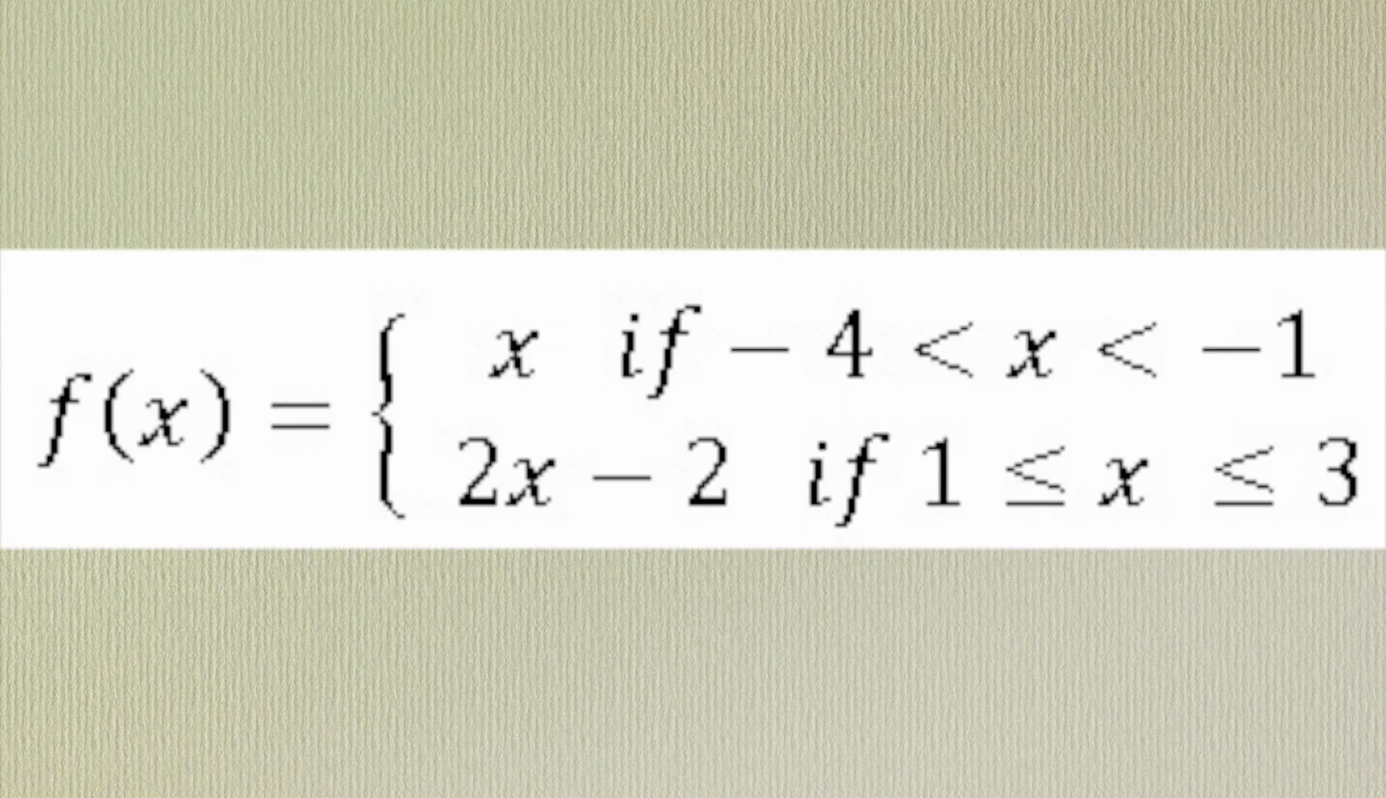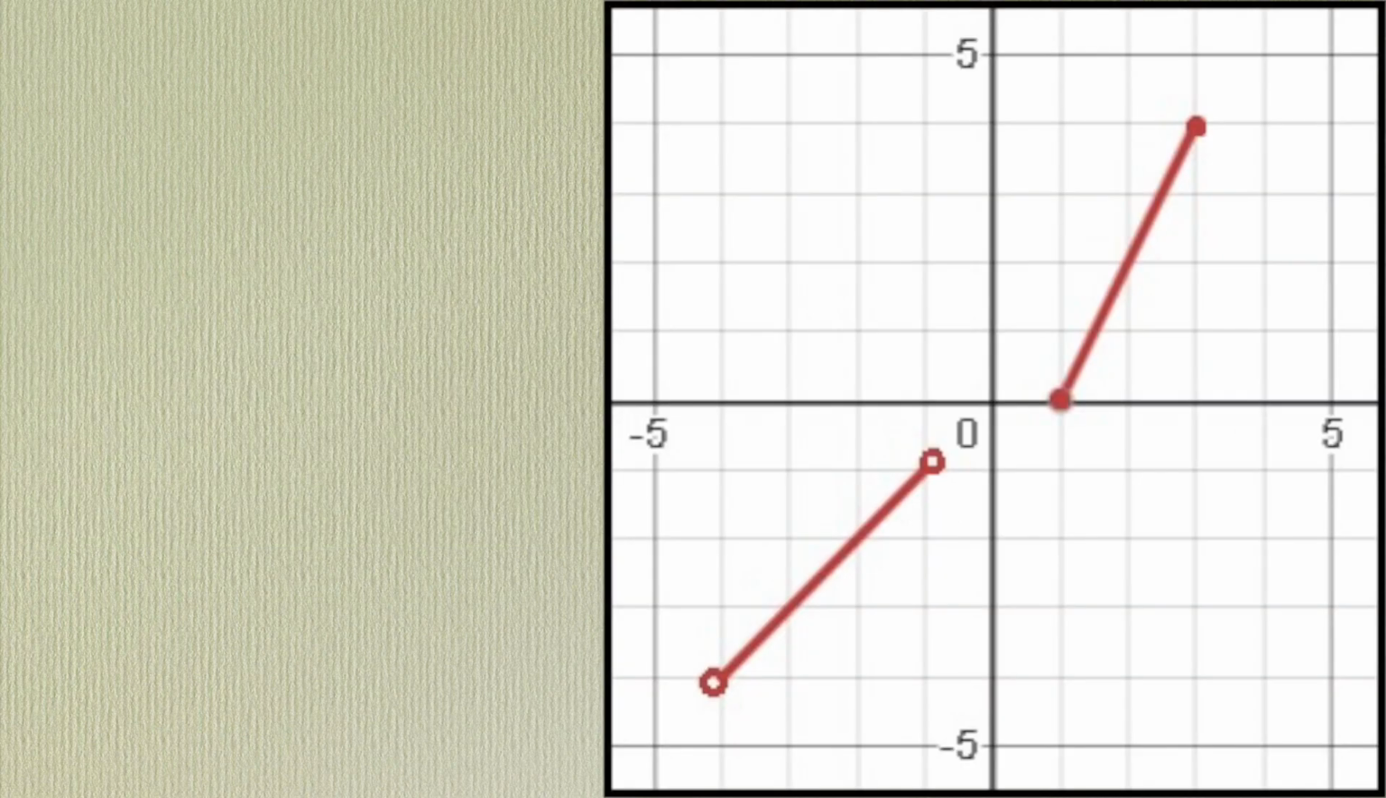So let's take a look at graph number 2. Graph number 2 is f of x equals x if x is between negative 4 and negative 1, not including negative 4 and not including negative 1. And then the second piece is f of x equals 2x minus 2 if x is between 1 and 3, including 1 and 3.